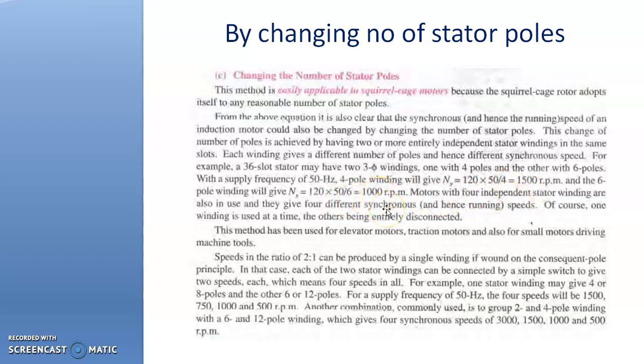So depending upon the value of the operating slip, the motor speed can also be varied, but you can obtain only two discrete step speeds, not variable speed control. So that is the drawback of this particular method.